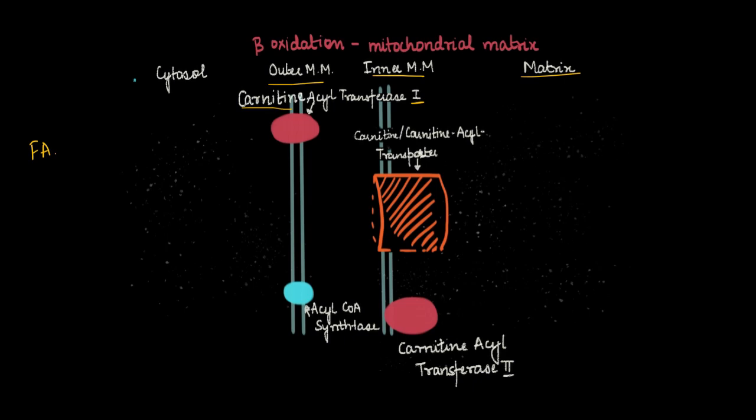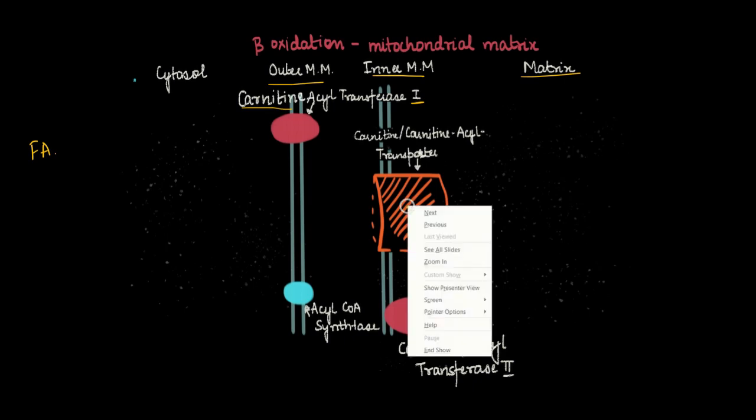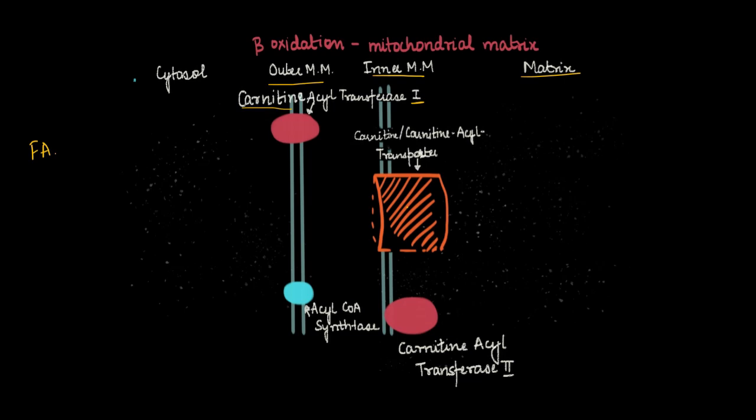In the inner mitochondrial membrane, there is a transporter and then there is another enzyme. The transporter is carnitine/carnitine acyl transporter. So it is going to transport two different molecules. The first one is carnitine and the second one is carnitine acyl, which will be the carnitine fatty acid molecule. And the third enzyme that is present here is carnitine acyl transferase 2. In the outer mitochondrial membrane we have transferase 1, in the inner mitochondrial membrane we have transferase 2. So these are the enzymes and the transporters which are present.